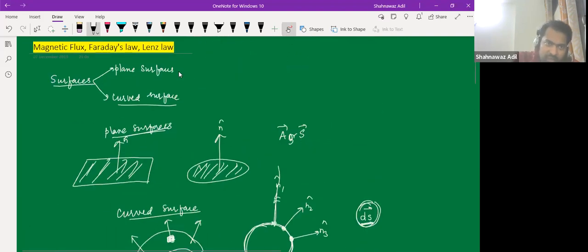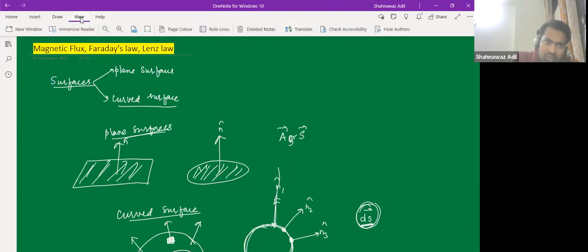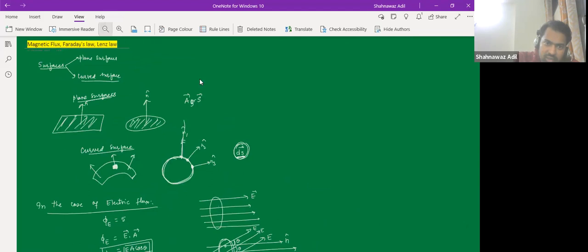But before we talk about Faraday's law, we'll talk about the Gauss law for magnetic field. Okay, so let me zoom this out. Yeah, you guys please note down.